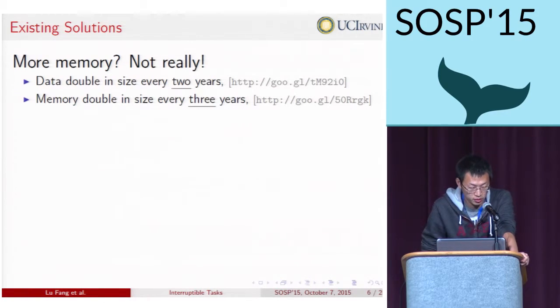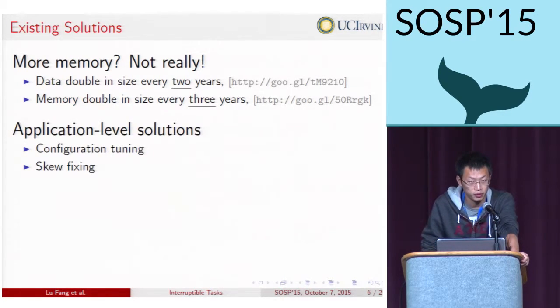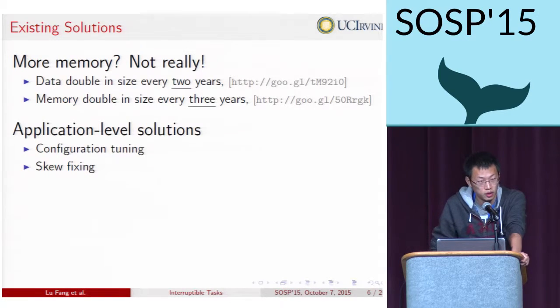We want to solve the memory pressure problem, and people have already proposed some solutions. Can we solve the memory pressure problem by adding more memory? Not really. Although it can alleviate the problem, as we know, data increases much faster than memory. At the application level, two common suggestions are recommended on websites such as Stack Overflow. One suggestion is to tune the configuration to reduce memory pressure. This is very time consuming because we have so many parameters in a modern data parallel system. For example, Hadoop has about 200 parameters.